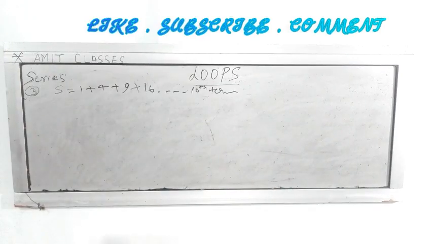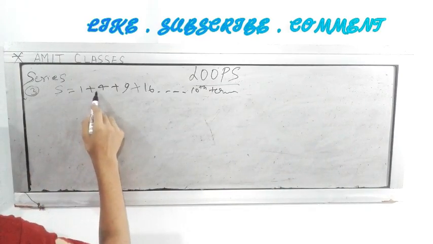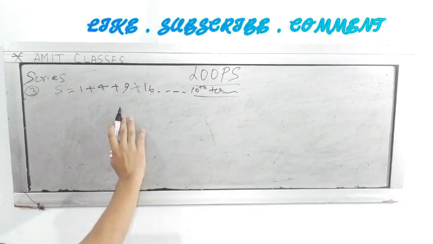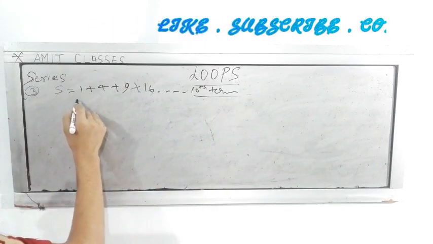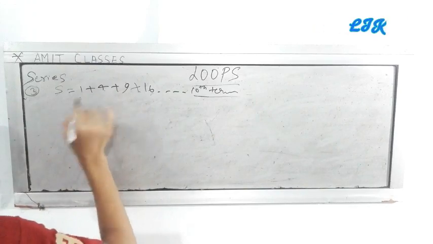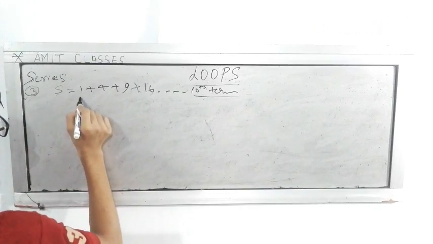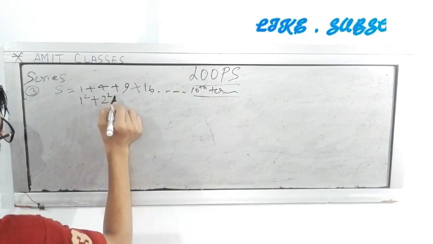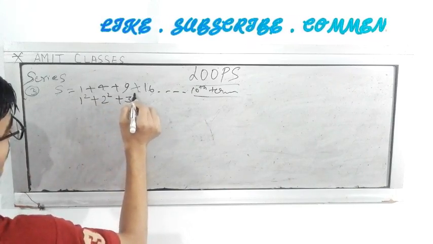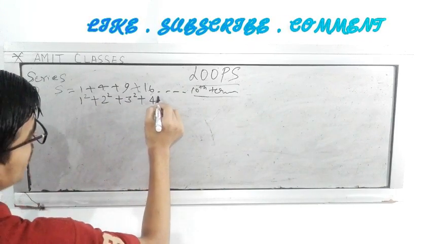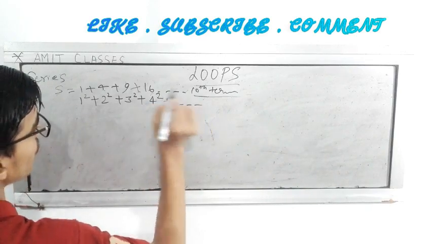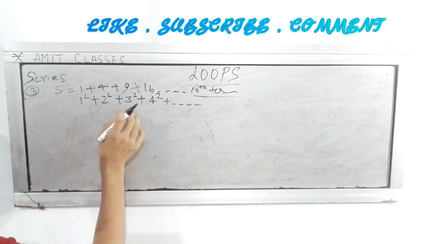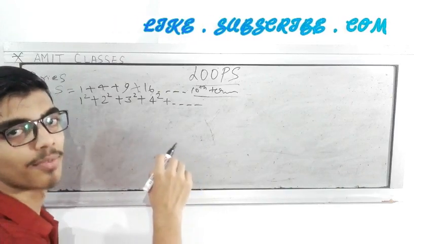Now we have this series 1 plus 4 plus 9 plus 16 till the 10th term. So now we have to put in the logic. What can it be? We have to find it. 1 to the power 2 is 1, plus 2 to the power 2 is 4, plus 3 to the power 2 is 9, plus 4 to the power 2 and so on. So this is the logic of this program. If you find this, then it is very easy to solve these types of sums.